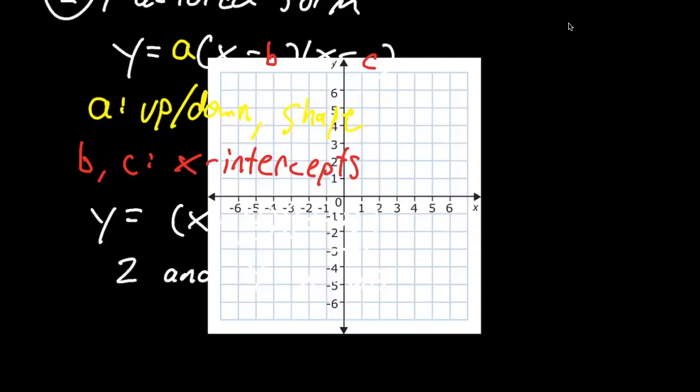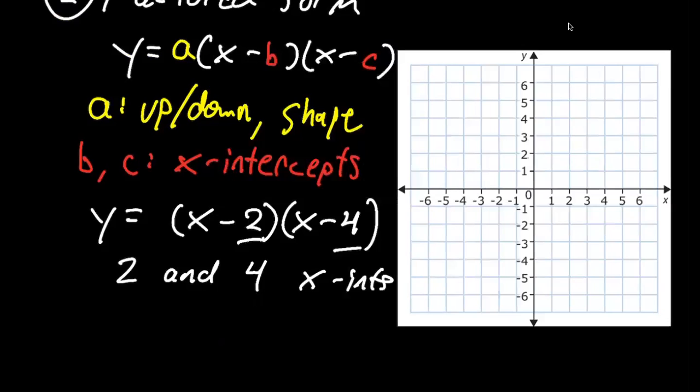So we know our graph would have an x-intercept at 2, and then an x-intercept at 4. And then there's not a stretch or compression because we just have a coefficient of 1. So looking over here, we just have a coefficient of 1 in front. It's also facing up because 1 is positive. So our graph would end up looking like this.